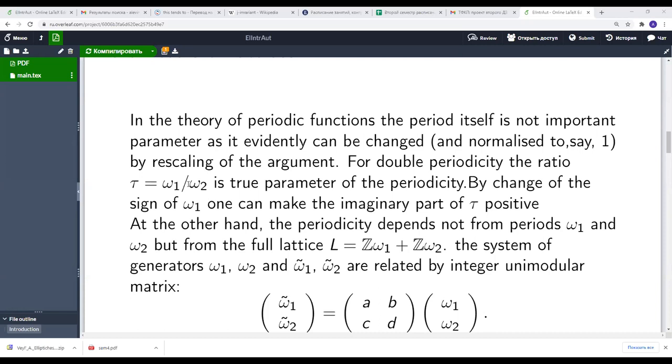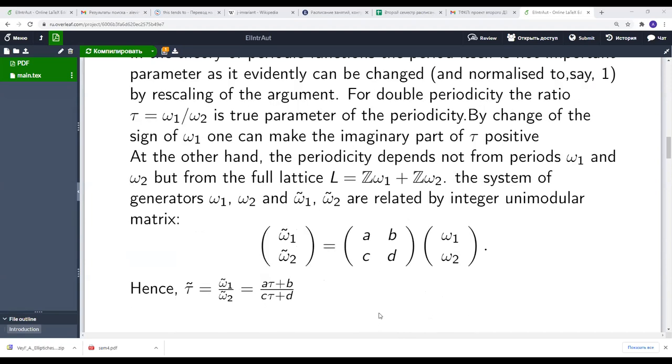So the second important remark is that periodicity is not periodicity with respect to two vectors. Somehow it's periodicity with respect to the lattice, the abelian group generated by these two elements. And if we pick other generators, then we get a function with the same periodicity property. So if the initial periods were omega one and omega two, and I choose other generators of this lattice, omega one tilde and omega two tilde, then they are related by some integer unimodular matrix A, B, C, D.